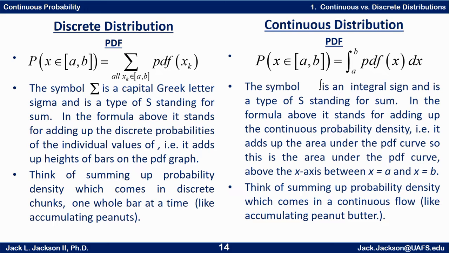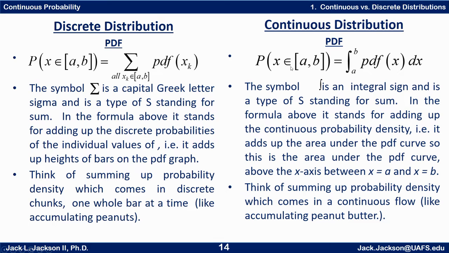So as you sum across here, when you come to some X in this part that has a non-zero probability, you're adding that whole bar at a time. Either you have it or you don't have it. If it's in that interval, we have it, and it's added up. So it comes in chunks, a whole bar at a time. It's like accumulating peanuts. You pick up a whole peanut at a time. Okay, now let's contrast that with the continuous distribution.